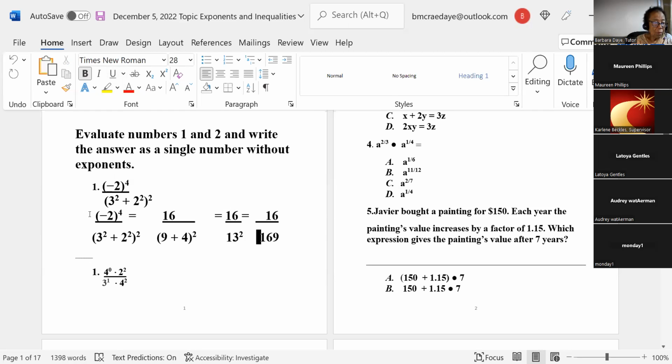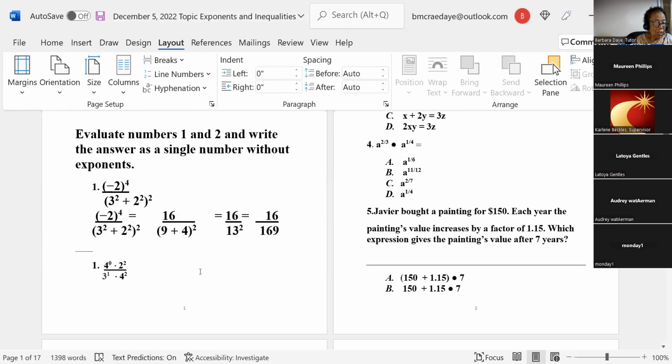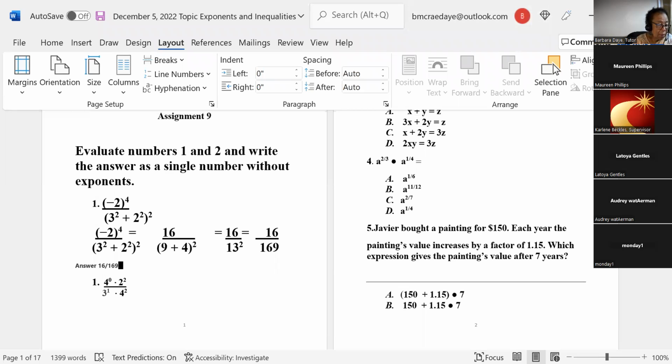So let me just bring this up a little closer. And that's your answer. Your answer is 16 over 169. So the answer is 16 over 169. And I'll make that bigger.